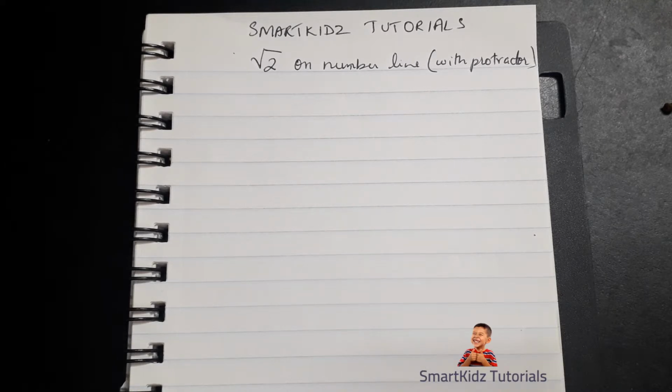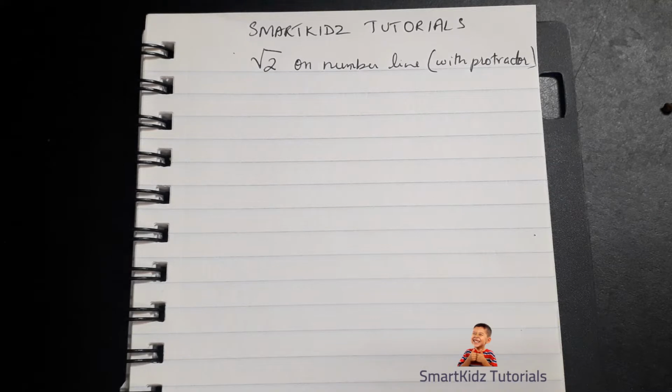In a previous video, the link to which you will be able to find in the description box, we have constructed root 2 but without using the protractor. That means we have constructed the perpendicular using our compass. So if you want to construct or locate your root 2 using the compass, then the link to that you will be able to find in the description box below. Otherwise, have a look at this video, see how we construct root 2 on the number line.